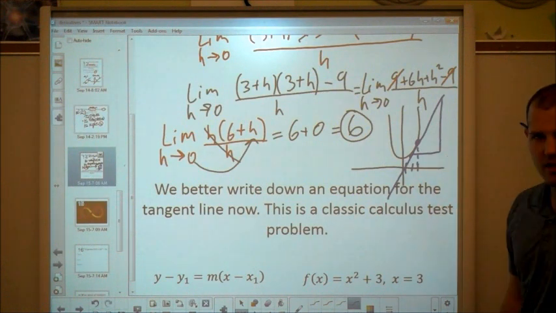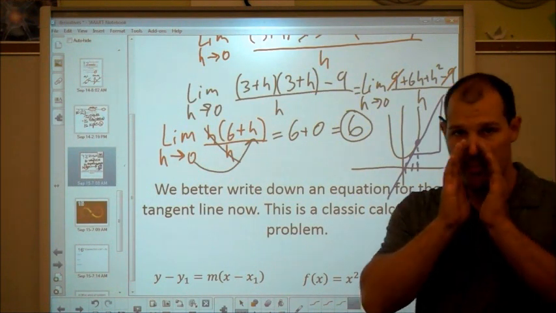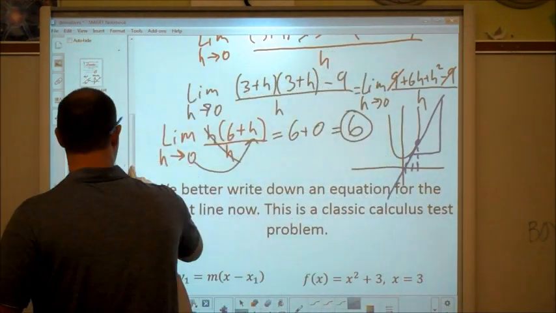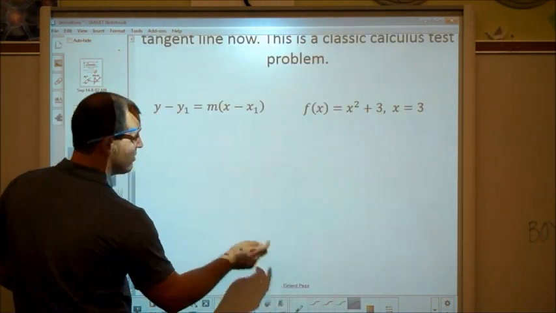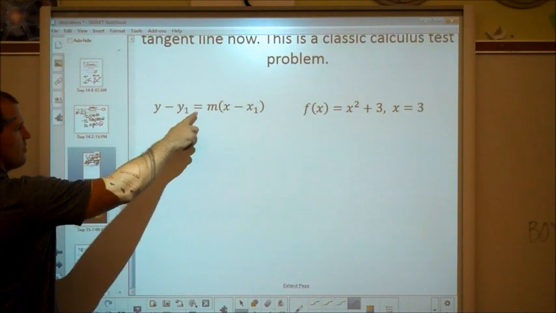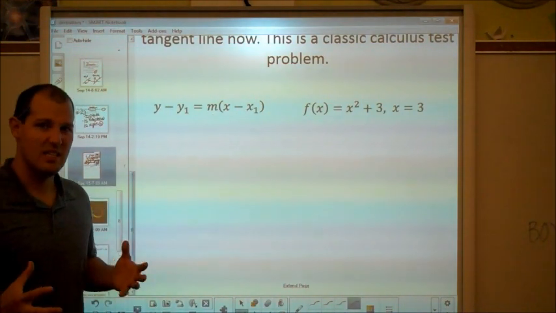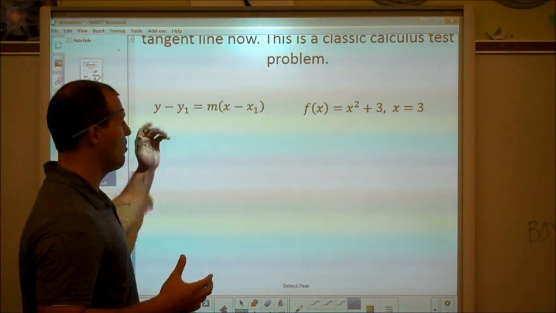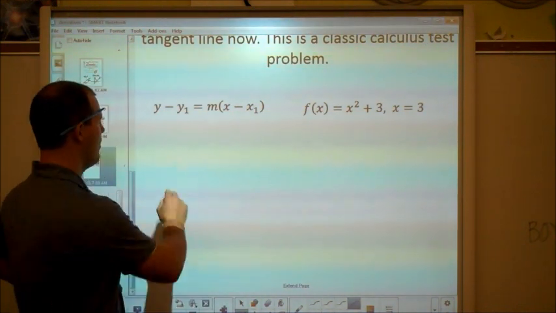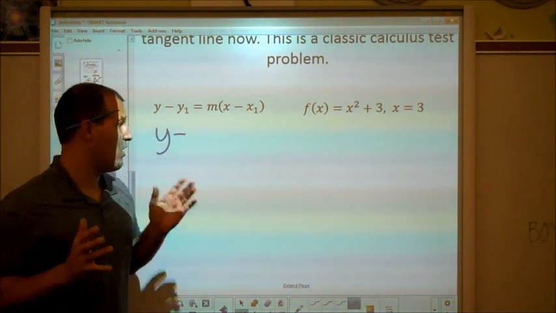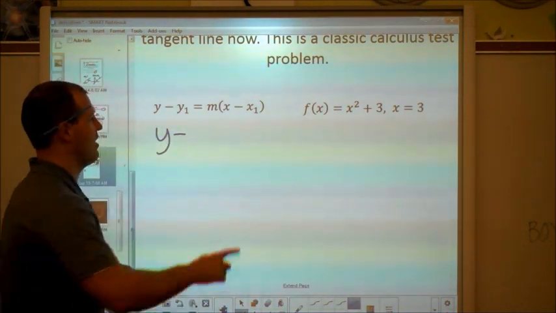Now that might look a little bit intimidating at first, but it's actually really, really easy. Check it out. If you know the point-slope equation of a line, which by the way you do need to know, y minus y1 equals m times x minus x1, this gets really, really easy because all we're going to do is start plugging in numbers. Here's what it looks like. Y minus, I need a y value. Okay, I don't know the y value yet. I'm going to come back to that.